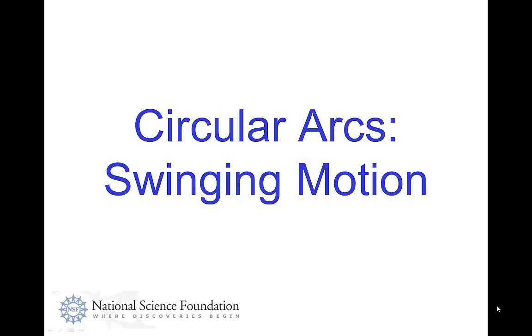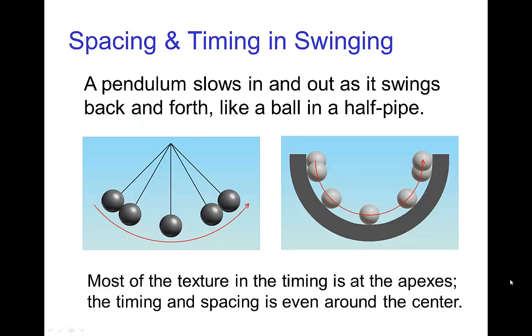Circular arcs, swinging motion. The timing and spacing in swinging has some similarities to falling motion, but some differences as well. I think it's useful to think of swinging motion like you'd see for a swinging pendulum, to picture that in terms of, say, a ball rolling in a circular half pipe.